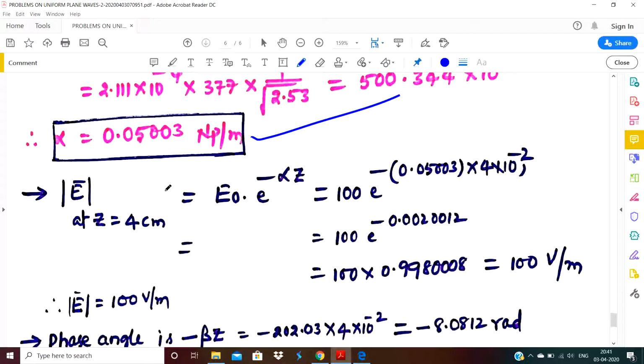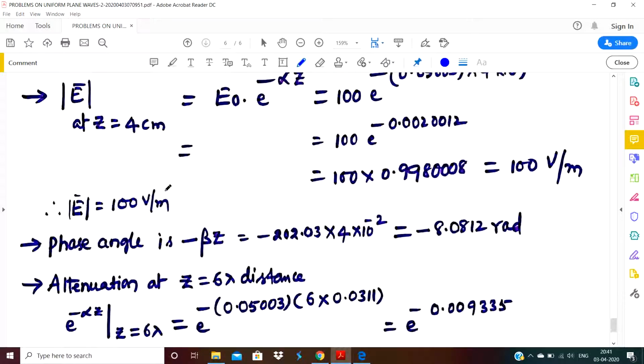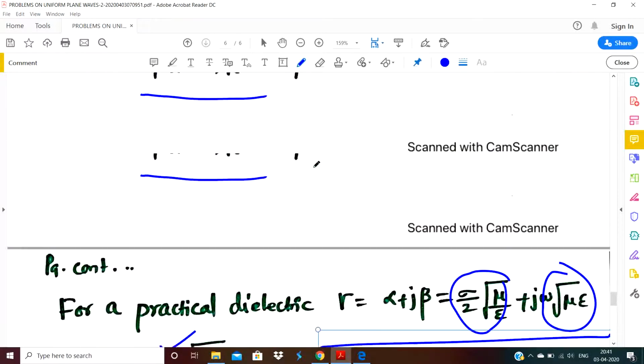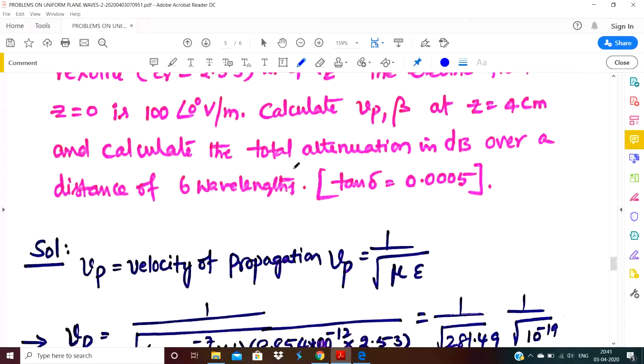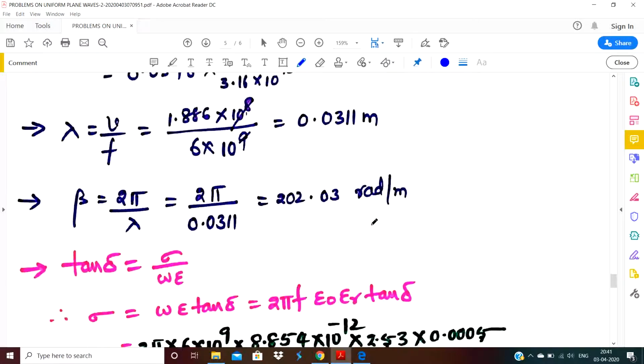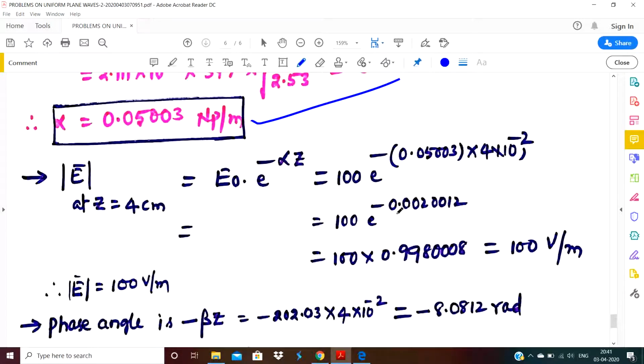Now they asked us to calculate the attenuation in decibels. First we have to find the electric field intensity at Z equals 4 centimeters. We have a standard representation of that. Modulus of that is E naught into e power minus alpha Z. Alpha is attenuation constant, Z is the direction of propagation. It is given in centimeters, 4 centimeters. All the parameters are in terms of meters, so we have to write it in meters.